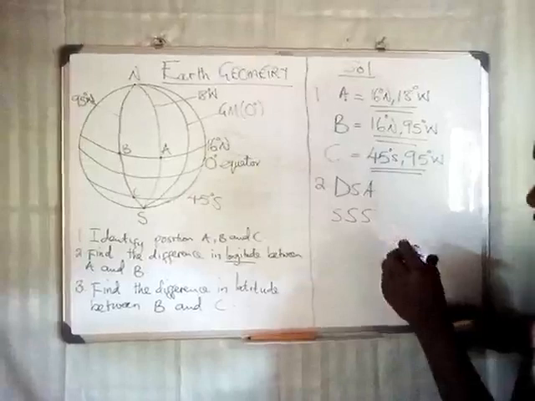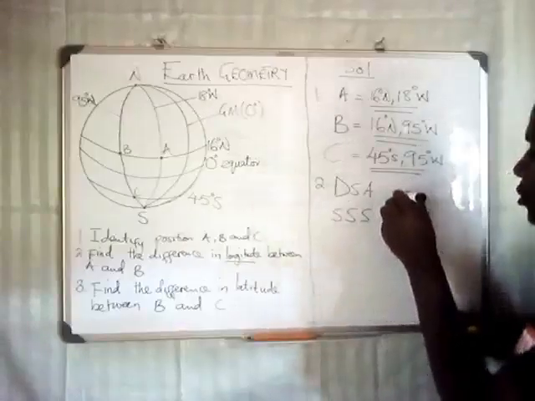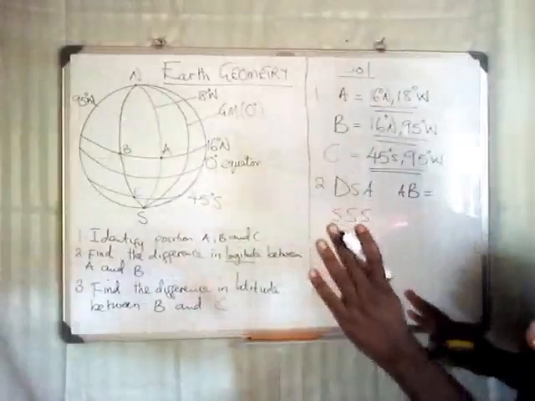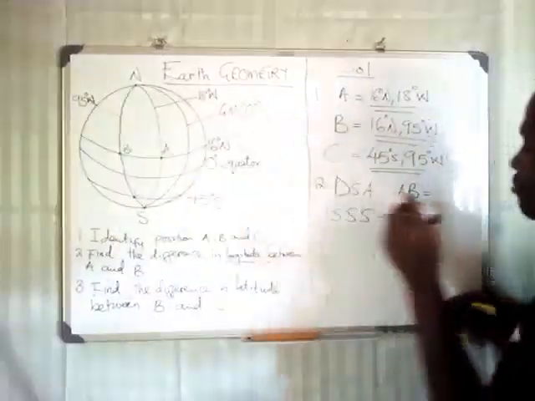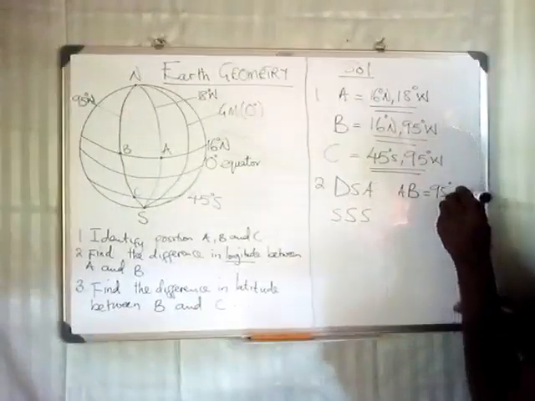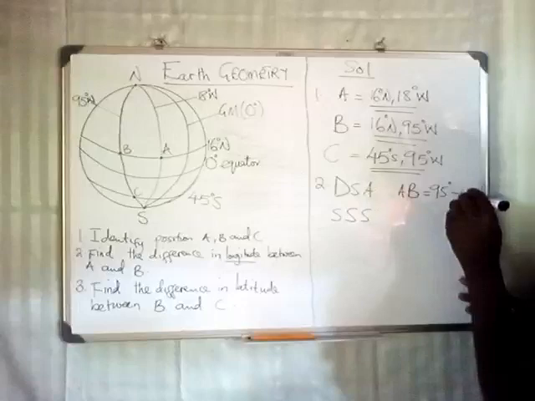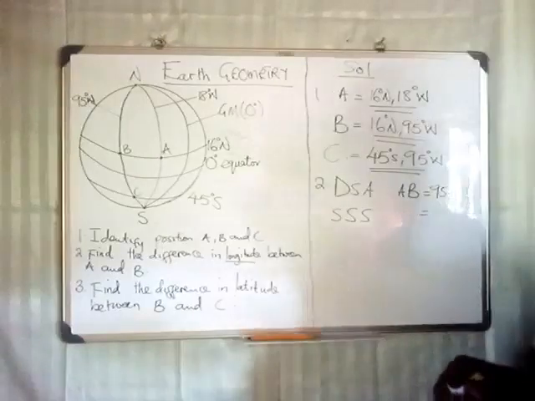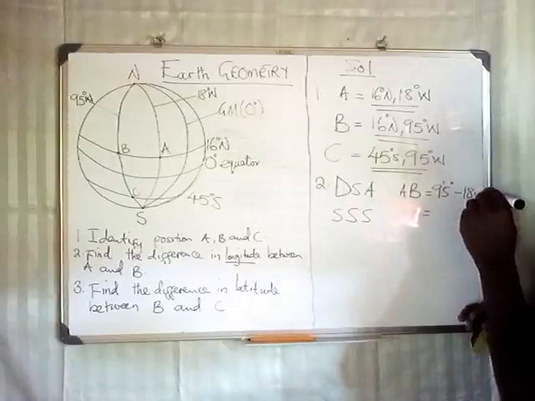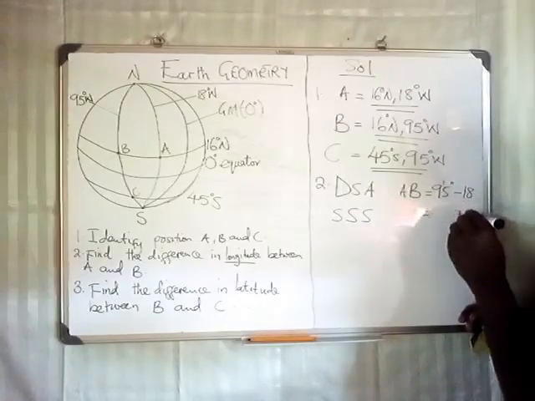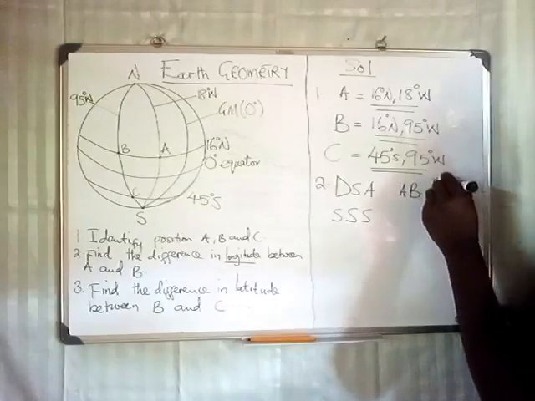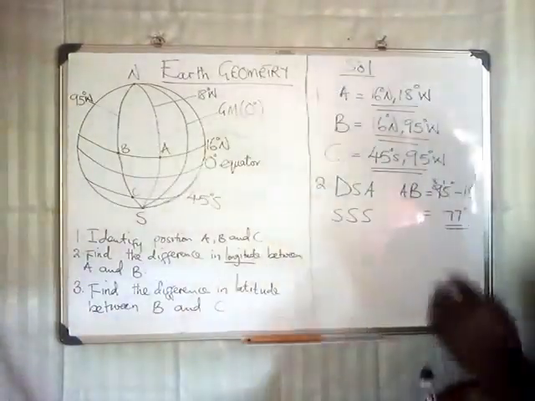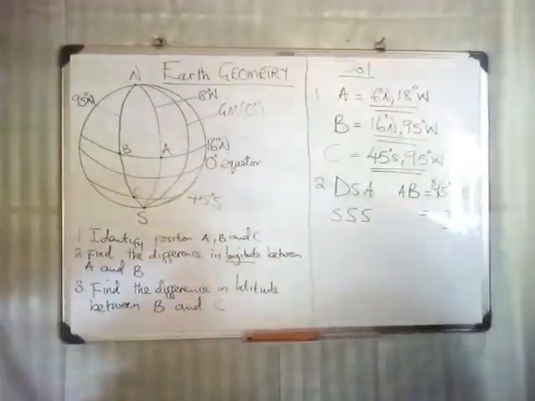So to find the difference, AB in longitude, we subtract the smaller degree from the bigger degree. So we have 95 minus 18. What is 95 minus 18? This is 15 here. 15 minus 8 is 7. Then this 9 becomes 8, since we borrowed 1. 8 minus 1 is 7. So the difference between A and B is 77 degrees. We are done with question number 2.